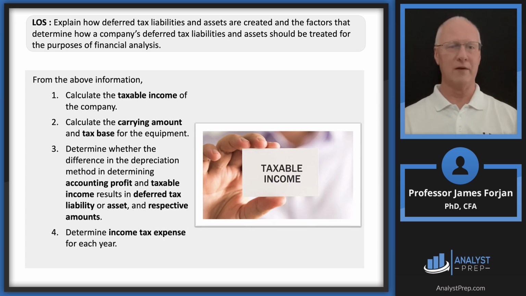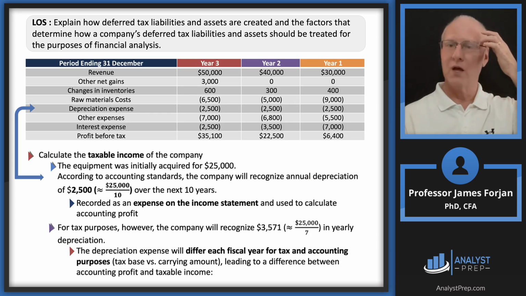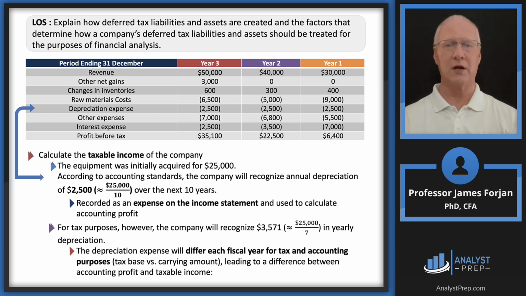Tax rate of 30%. So let's calculate 4 things here: taxable income, carrying amount and tax base, accounting profit and taxable income, and then income tax expense. So you might want to pause the video a couple times here just to make sure that you're following along the math. I'll try to keep you up to date. Here is the replica of the financial statement from a few slides ago with that depreciation expense in there.